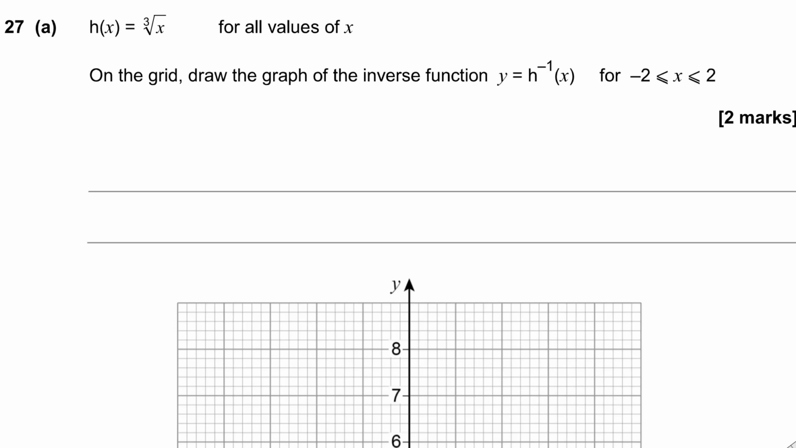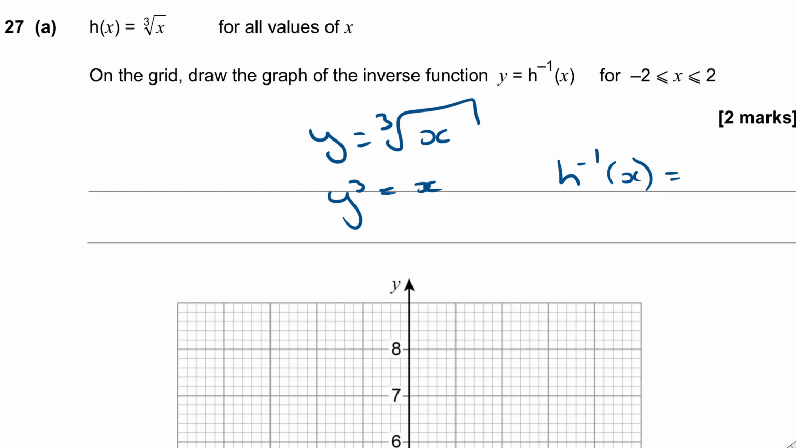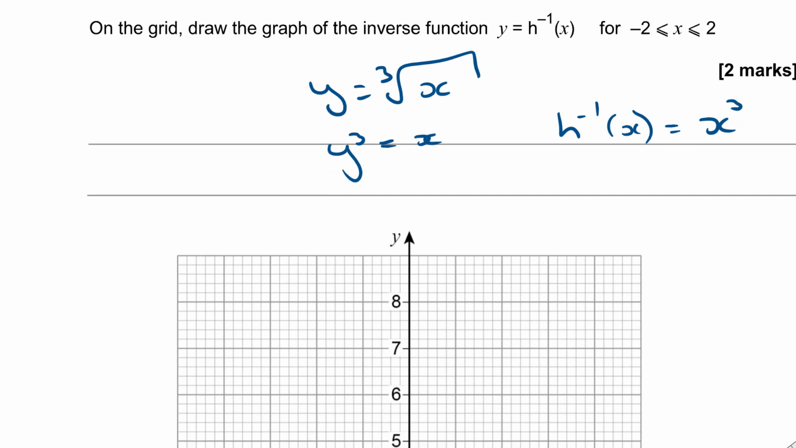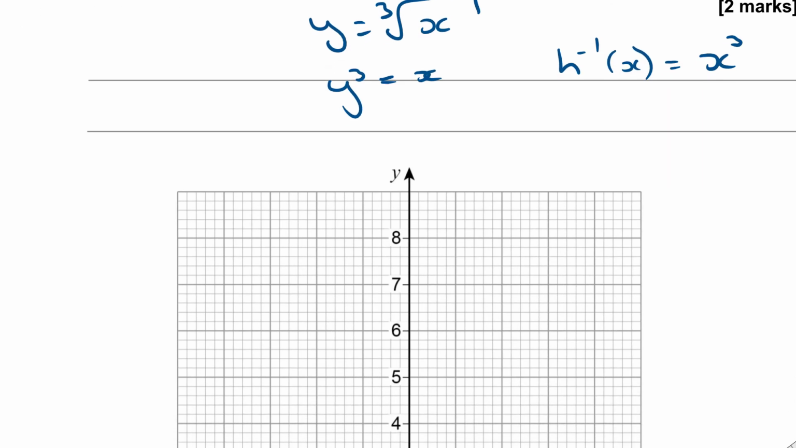Okay, now to find an inverse function, if we let y equal our original function, and then rearrange for x, and then replace the y's with the x, we can come up with the inverse function. So what's the opposite of cube rooting? I need to cube both sides, don't I, to get x by itself. So y cubed will be equal to x. So I can say that the inverse function, h to the minus 1 of x, is going to be x cubed.